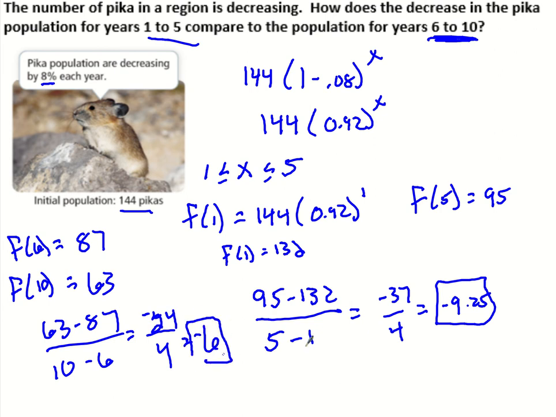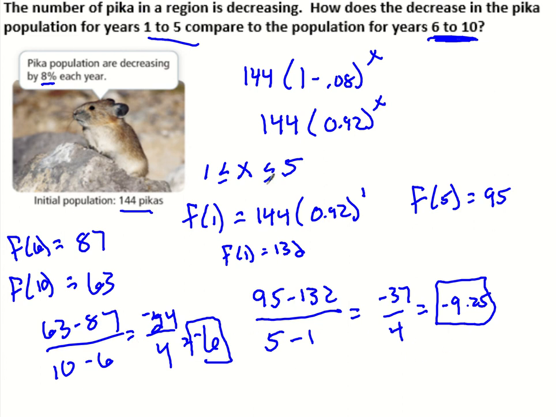So it's not quite decreasing as much anymore. The average rate of change is negative 6 between years 6 and 10, and the average rate of change is negative 9.25 between years 1 and 5. So the amount is decreasing less and less as time goes on, but it is still decreasing. Okay? So again, it's just comparing these two values.